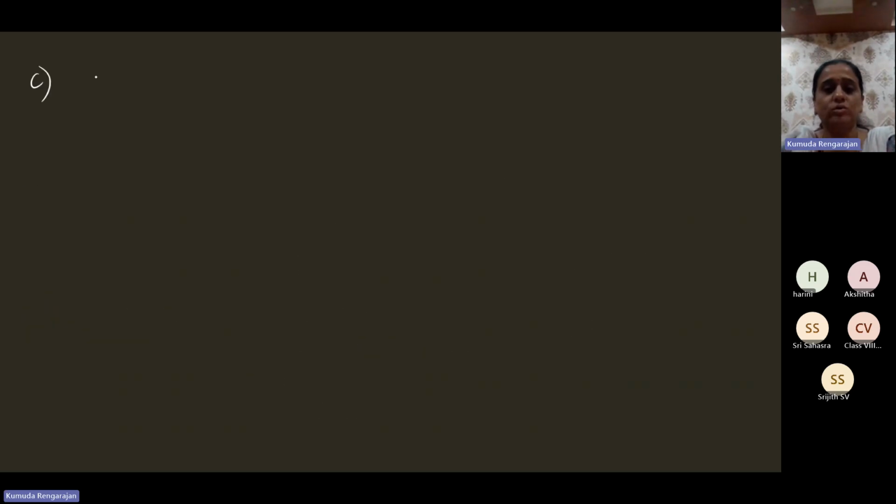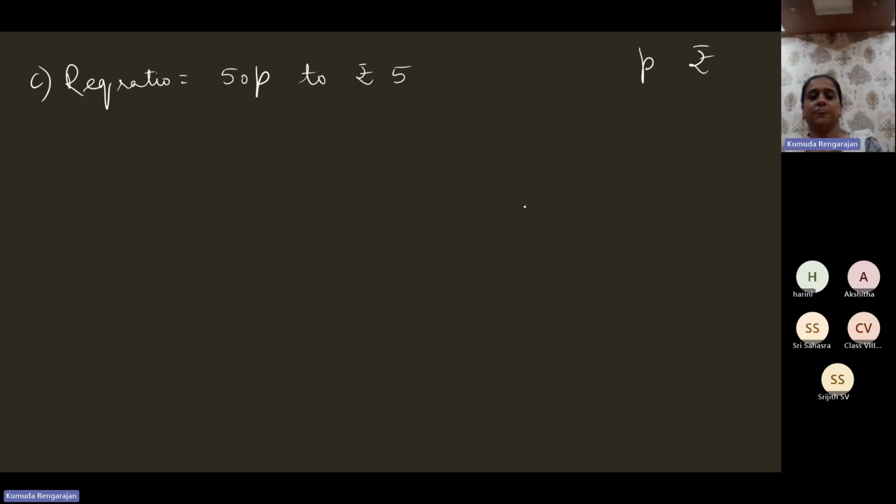Okay, 50 paise to 5 rupees is the required ratio. Now between paise and rupees, which is the bigger unit? Rupees is the bigger unit. So convert rupees to paise. Don't see the number 50 and 5, see only the unit. So write 50 paise as it is, to 5 rupees, which is 500 paise.